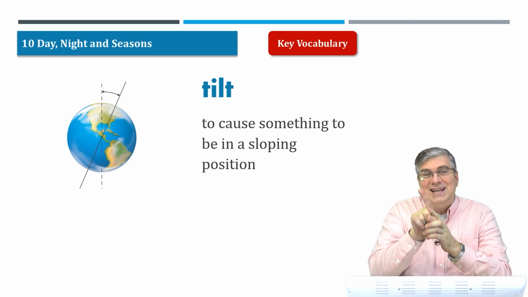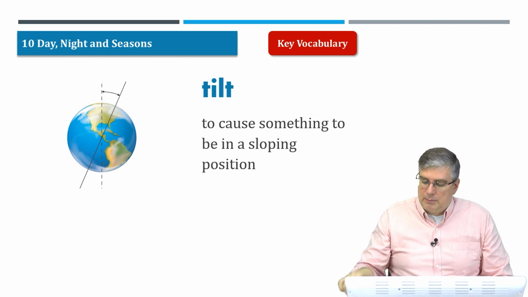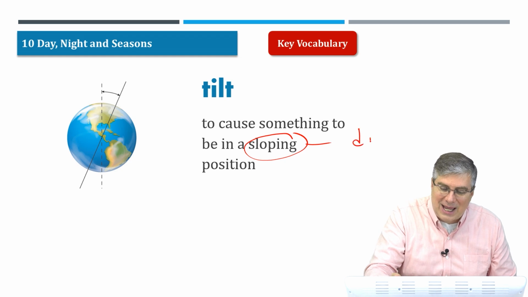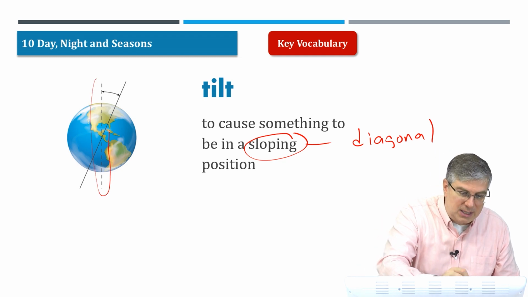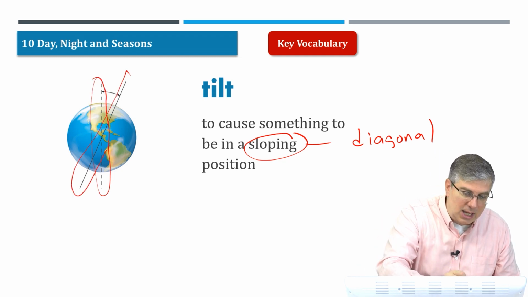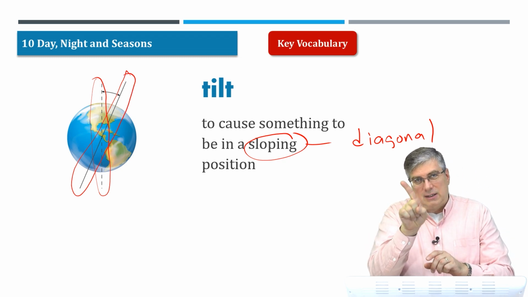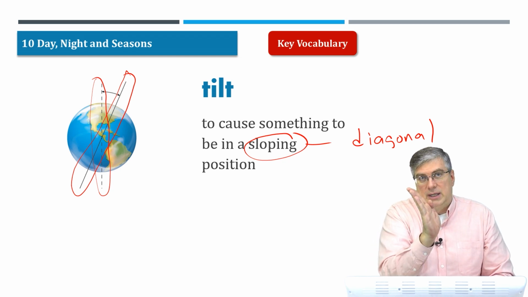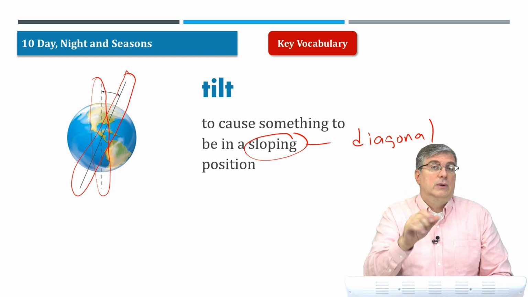But the Earth doesn't spin straight up and down. It is at a tilt. Tilt means to cause something to be in a sloping position. Sloping position, we can also say diagonal. Diagonal, right? This would be a straight line up and down. This is a diagonal line. So if something moves around on an axis that's not a straight up and down line, it's tilting a little bit, okay? And the Earth does this. That's a very important thing to know and to remember.